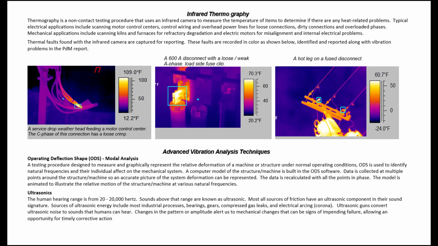Operating deflection shape, ODS, is a testing procedure designed to measure and graphically represent the relative deformation of a machine or structure under normal operating condition.